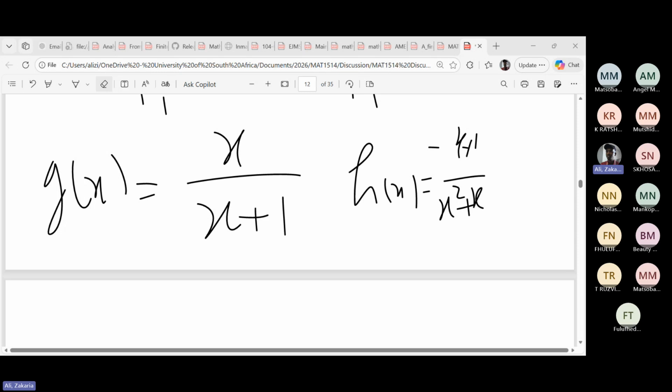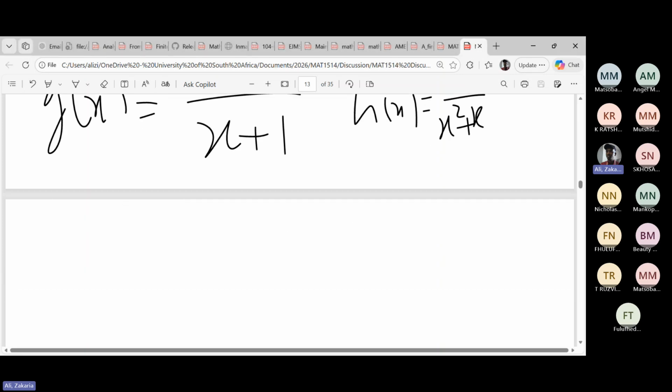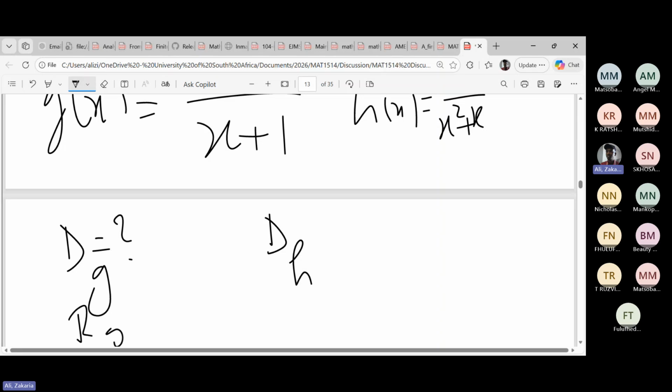There are certain types of function where you're supposed to know how to determine the domain. We did see how you find the domain last week. And from the domain, you should be able to also sketch the graph and determine the range. So for the above functions, find the domain, Dg, and also Dh, and find also Rg and Rh. Rh is the range of h, and Rg is the range of g.